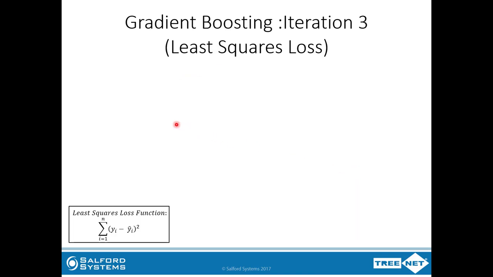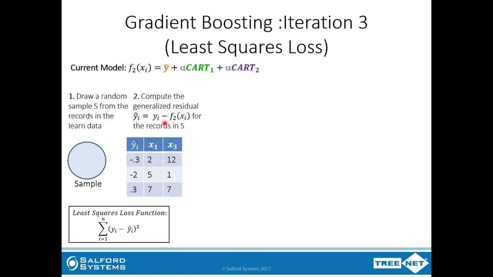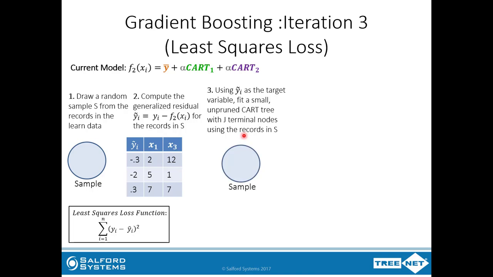Okay, so for iteration 3, it's going to be the same thing. Now we have our current model of F2, and we'll draw our random sample. We're going to compute our generalized residual now for F2. And then we're going to set the generalized residual as our target, and fit a CART tree to this variable.